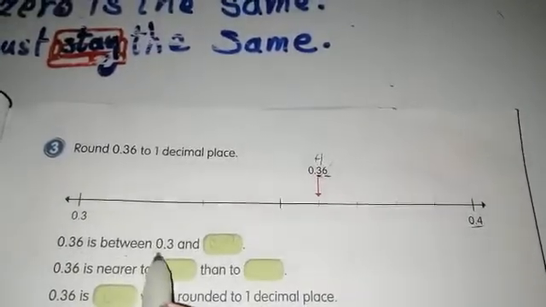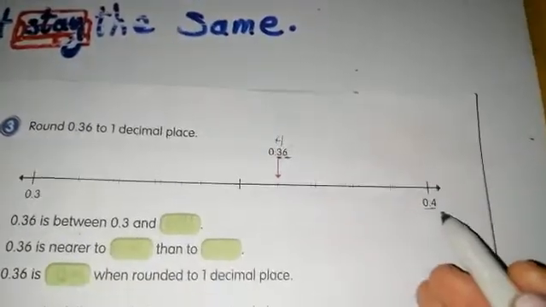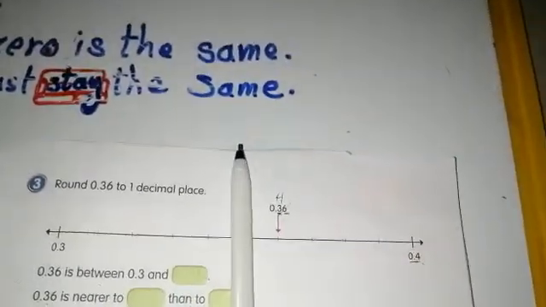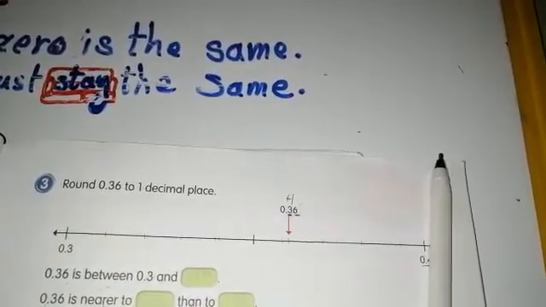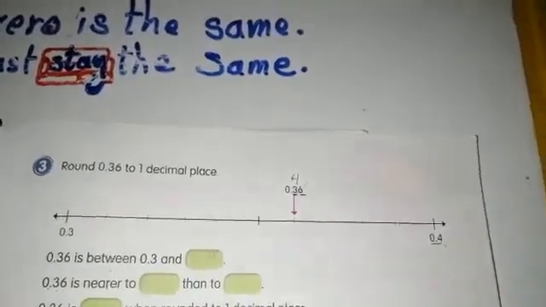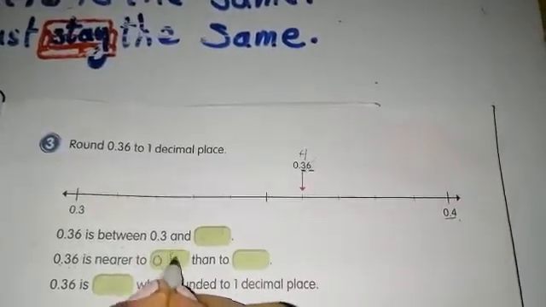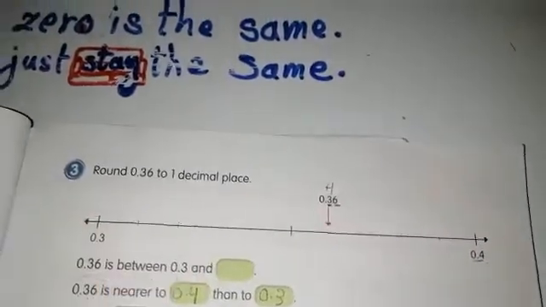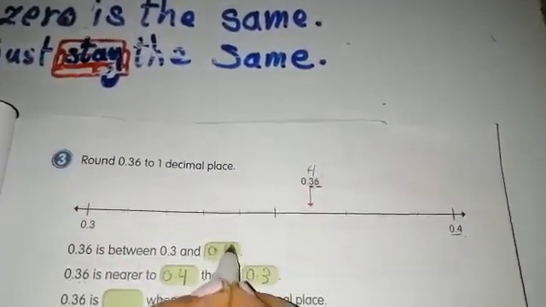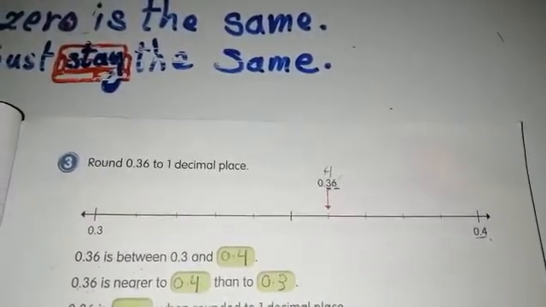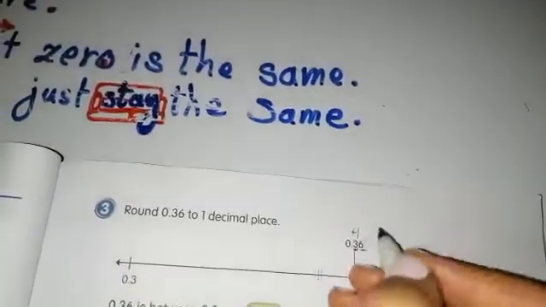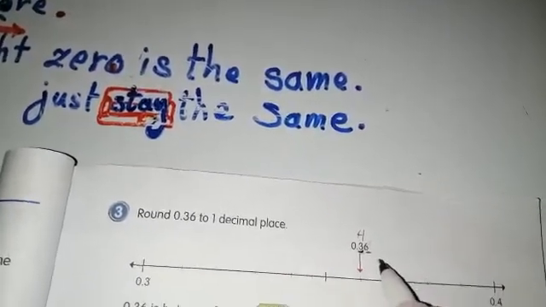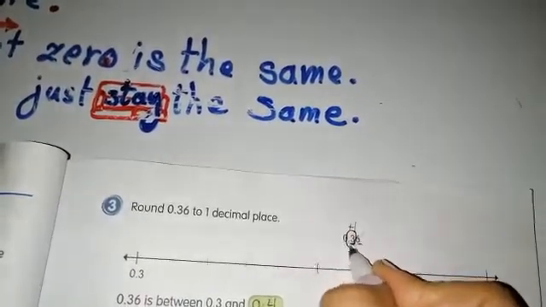0.36 is between 0.3 and what? 0.3 and 0.4. 0.36 is nearer to what? What do you think here? This is the middle, okay? It's nearer to what here? It's nearer to 0.4 than 0.3. It's nearer to this, not this, okay? 0.36 is what when rounded to 1 decimal place? What is the 1 decimal place? The 3. Okay, when I round this to 1 decimal place, I'm going to circle this, okay?